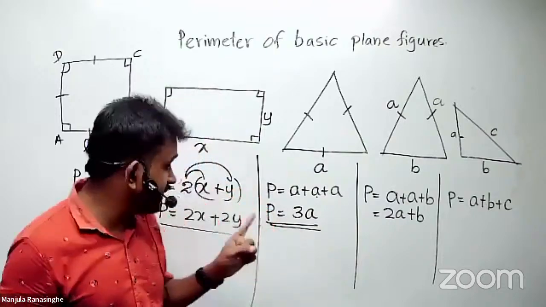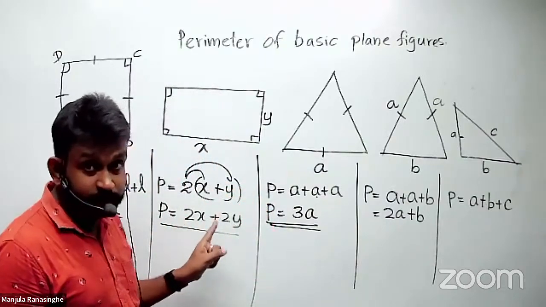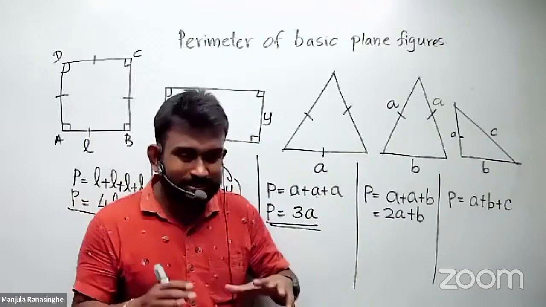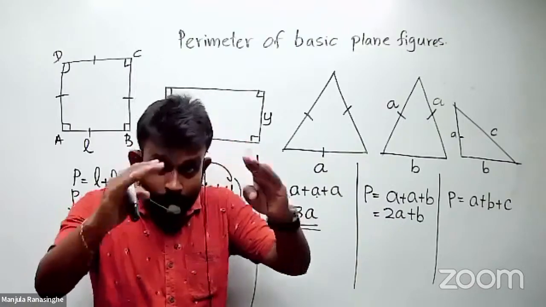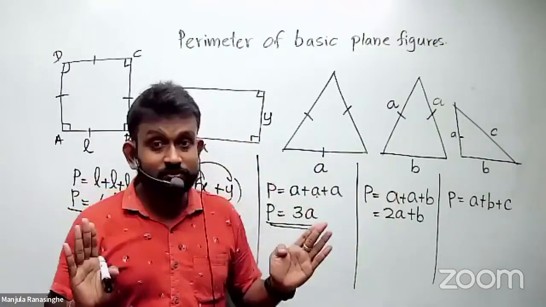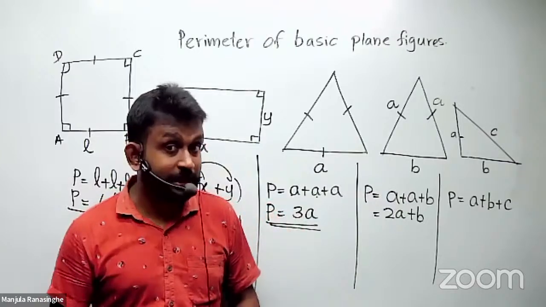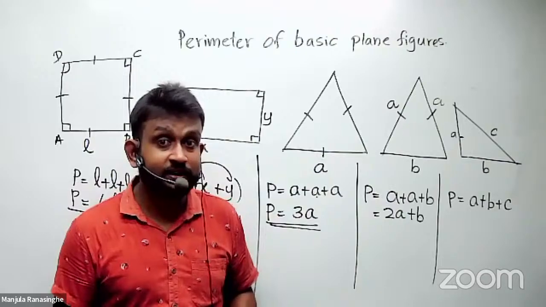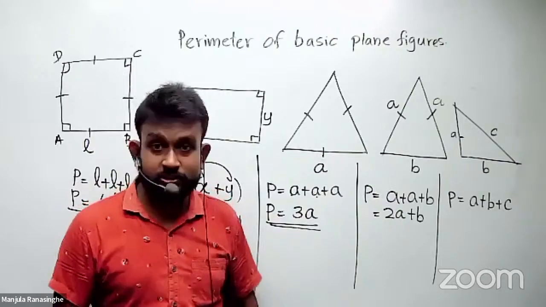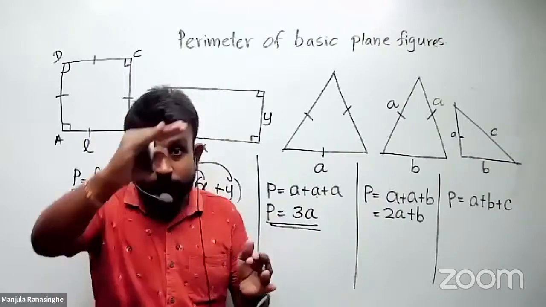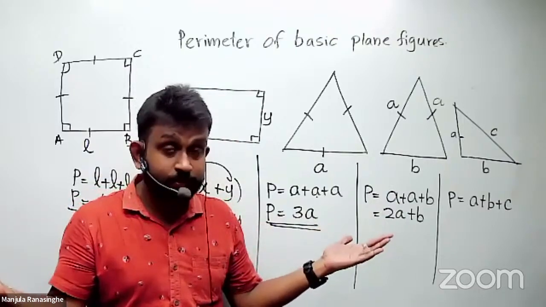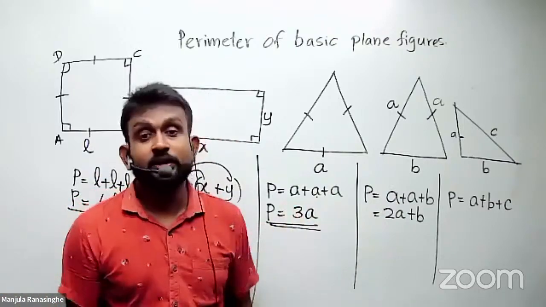You don't need to memorize these. 4a, 2x plus 2y, 3a. Just the idea: you have to add all the outer lengths together. That's all. That is how you learn mathematics as an expert. Grasp the method, grasp the concept well, and then you don't need to memorize formulas. How do you get this? You add all the outer lengths. That is the entire concept of perimeter.